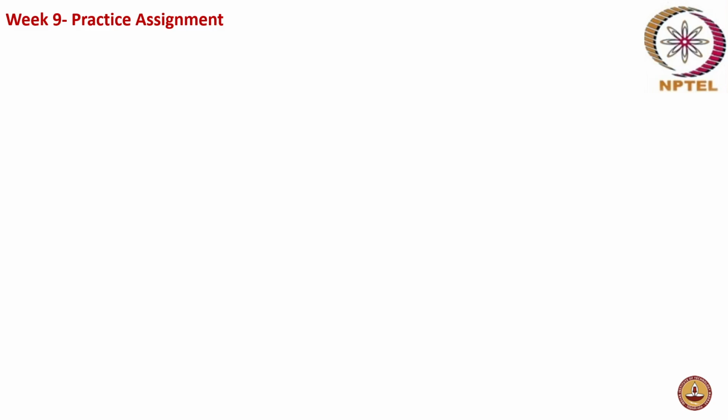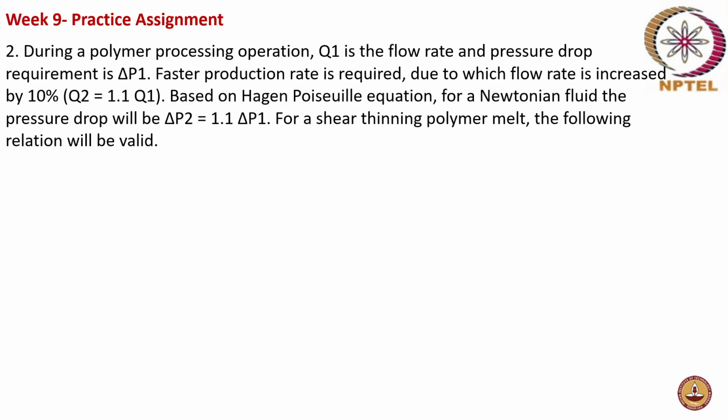Okay. So the second question is, during a polymer processing operation, Q1 is the flow rate and delta P1 is the pressure drop requirement. In order to increase the production rate, a faster production rate was required, due to which the flow rate is increased by 10%, which is given by Q2 equal to 1.1 times Q1, because there is an increase of 10%, right? So obviously Q2 will be 1.1 times Q1.